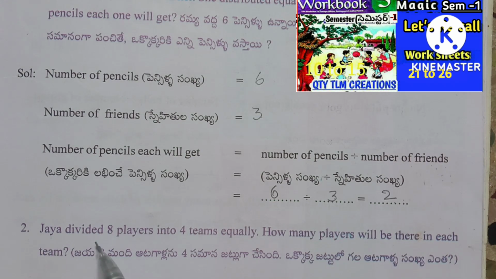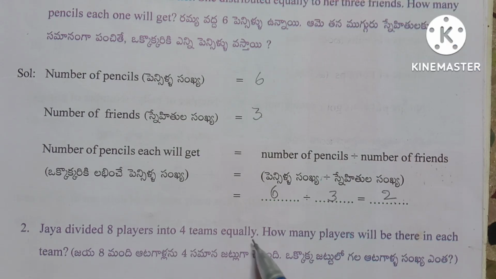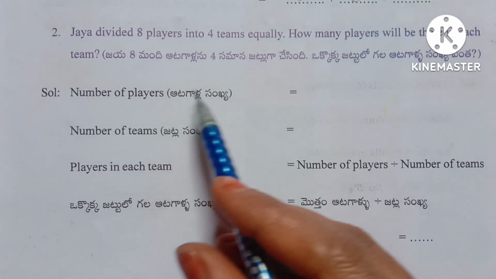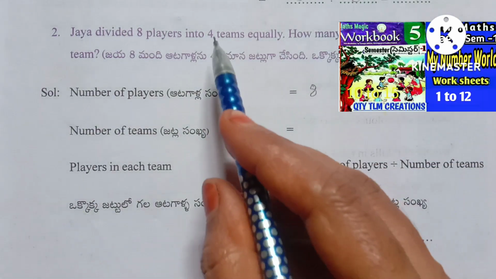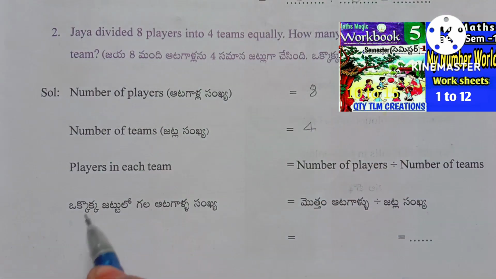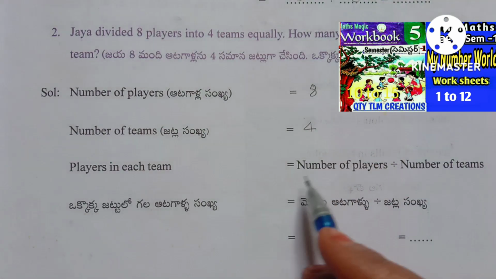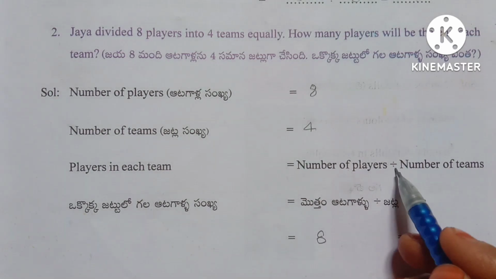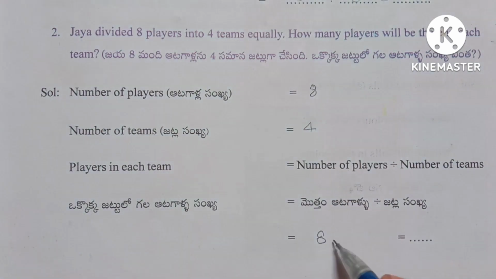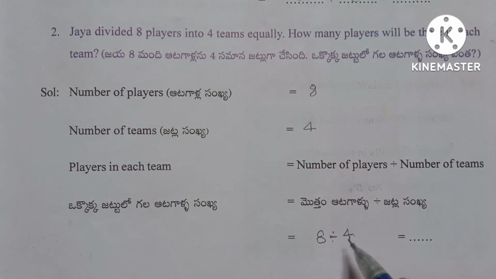Next question, Jaya divided 8 players into 4 teams equally. How many players will be there in each team? Number of players equals 8. Number of teams equals 4. So players in each team equals number of players, 8, divided by number of teams. How many teams are there? 4. So 4 divides 8 for 2 times. 4 twos are 8. So players in each team equals 2 players.